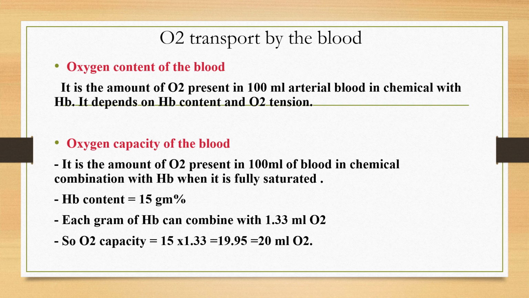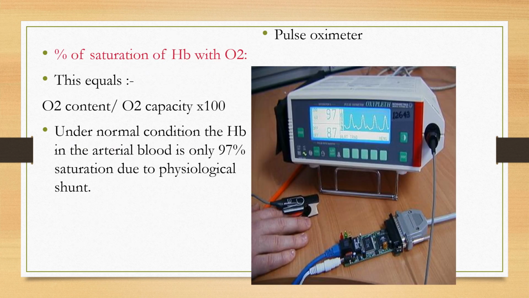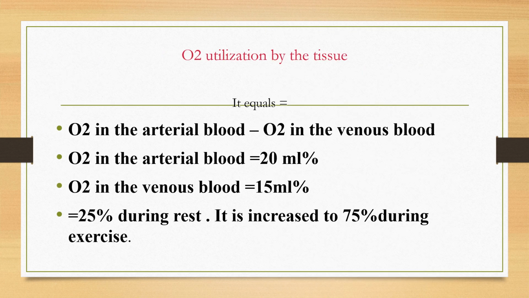The pulse oximeter can measure the saturation also. Of the 20 ml coming to the tissue, we utilize only 5 ml, which is 25%, one quarter of the amount of blood coming to the tissue.